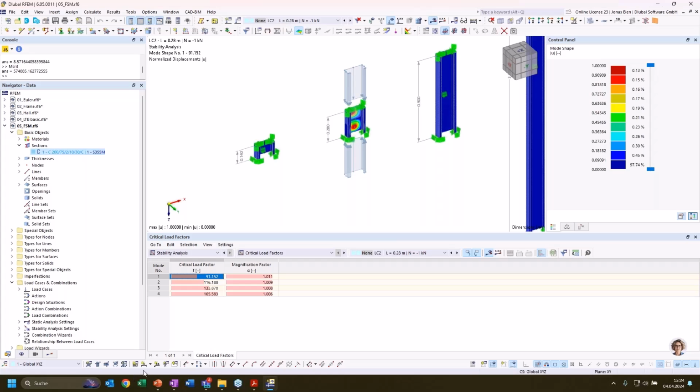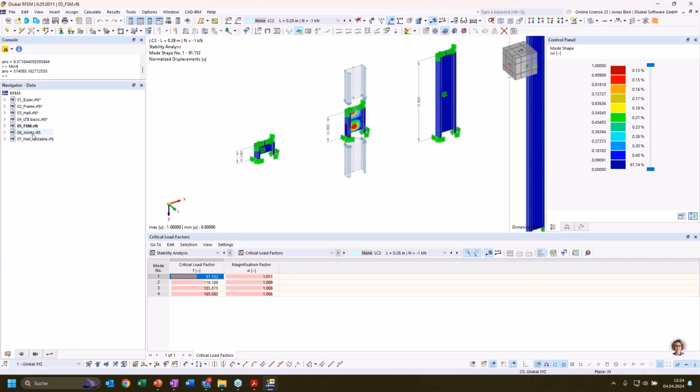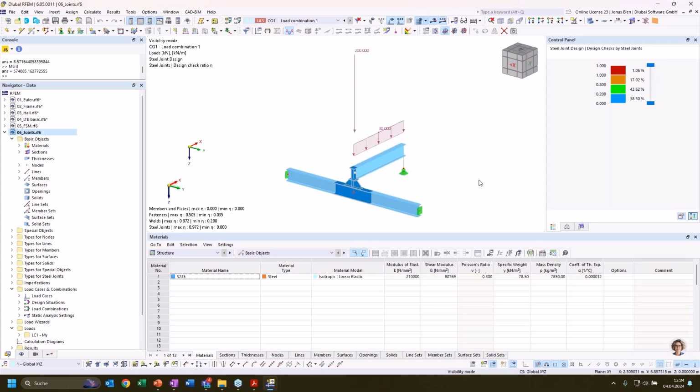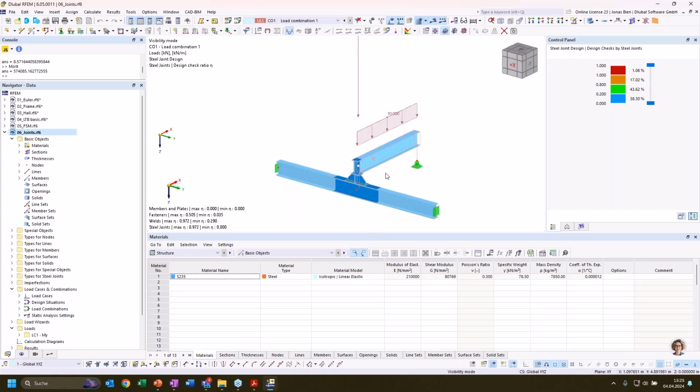The two last topics will hopefully not take that much time to explain. I just want to mention as a side note that we can also perform the linear eigenvalue analysis within our steel joints design. To demonstrate this, I have a relatively easy model where I have a connection between a secondary member and a main member, and the secondary member is loaded. I can not only do the usual steel joints design checks, but I can also perform a buckling analysis.